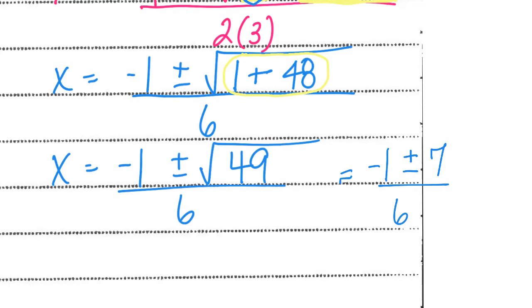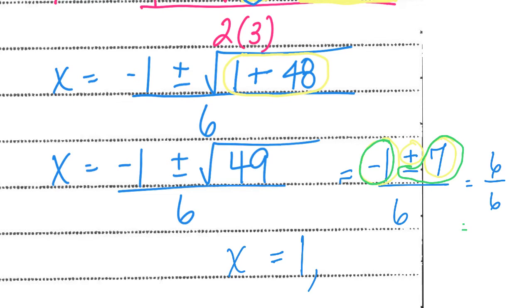Now, one of my students' biggest mistakes is actually finishing the problem. So if I take -1 plus 7, I get 6 over 6, which is equal to 1. If I take -1 minus 7, I get -8 over 6, which reduces to -4/3.